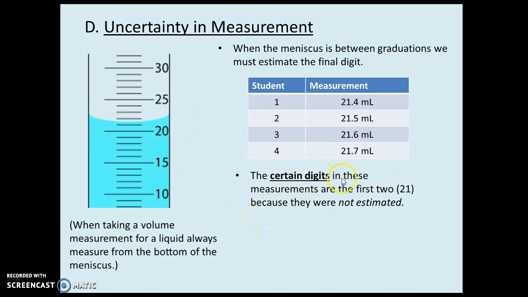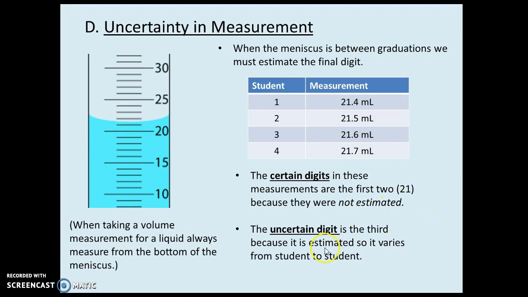So the certain digits in these measurements are the 21, the first two digits, because they're not estimated. We know that it's past those lines. Then the uncertain digit would be the third digit, okay? And we could not guess past the third digit because we're already guessing at the third digit, so it wouldn't be appropriate to put 21.55, because we're already guessing at the 0.5, so we wouldn't add an extra number that we don't know.